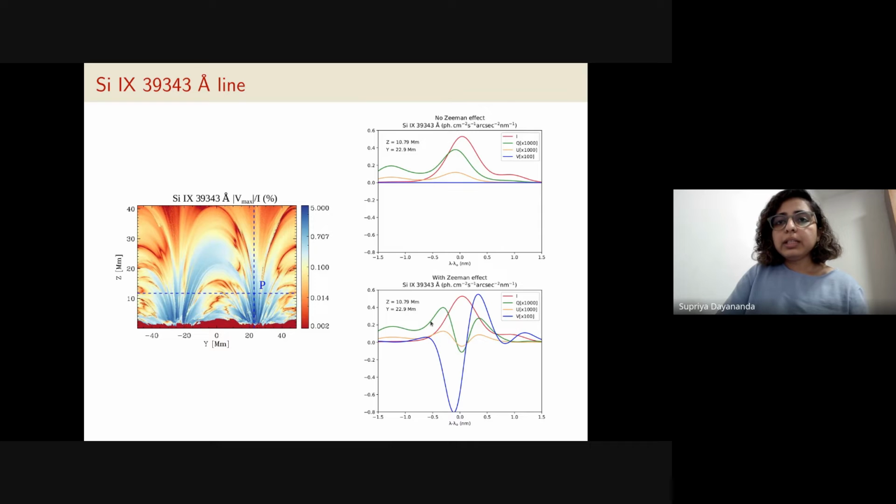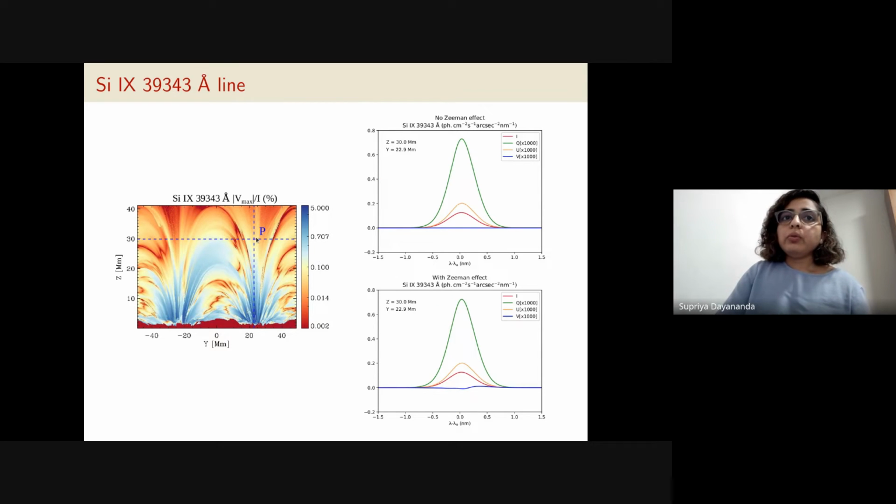This is what I mean. You will lose these changes in the signature or the contribution of the Zeeman effect in Q and U if you are in the weak field approximation regime. Of course, if you move to a higher point in the model where the magnetic field effects are very low, then you need not worry about it, because then your contribution to Stokes V through the Zeeman effect itself is low. And now you compare the Q and U signatures with and without the Zeeman effect, and they are more or less the same.